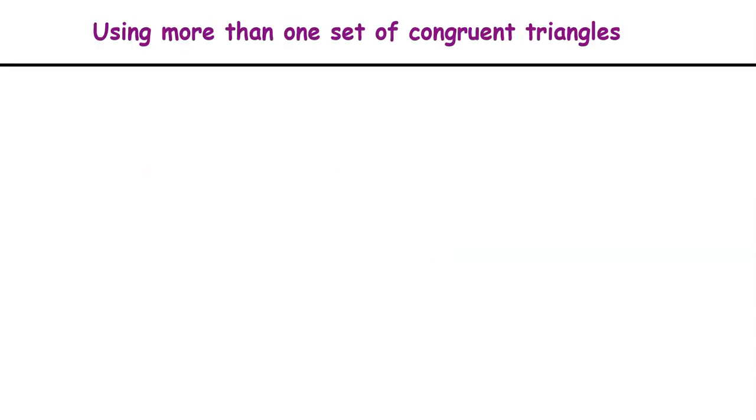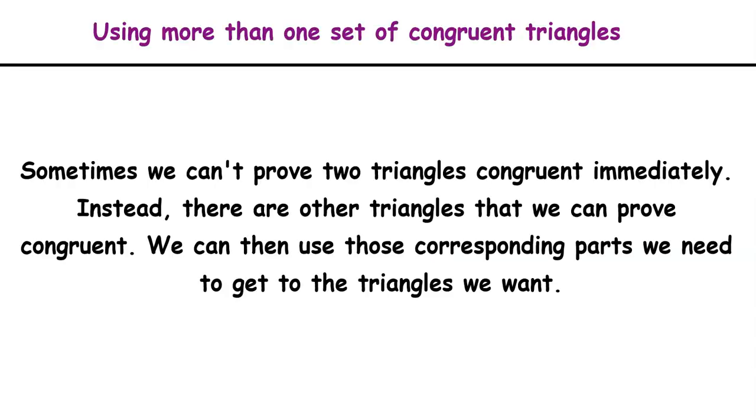Basically, what that means is that we are using more than one set of congruent triangles, because sometimes we can't prove those two congruent triangles that we want immediately. Instead, there are other triangles that we can prove congruent, and then we can use those corresponding parts to get at the triangles we want.